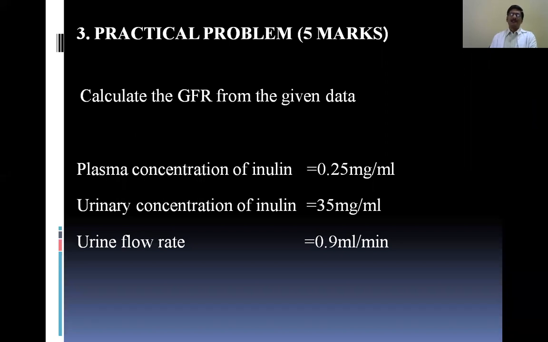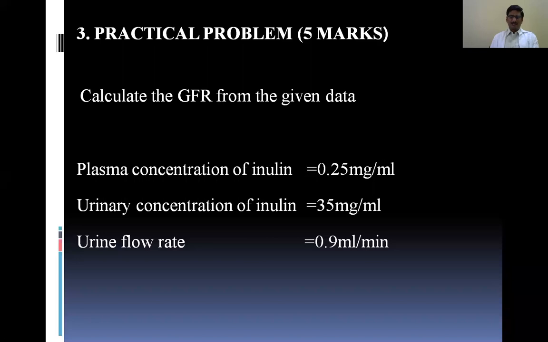So these are the criteria, and inulin fulfills all of them. That's why we select inulin, a low molecular weight polysaccharide derived from plant root extract. This substance meets the criteria for GFR estimation. It is purely filtered, neither reabsorbed nor secreted. So whenever we calculate the clearance value or excretion rate for inulin, which is nothing but the GFR, since the substance is only filtered, the excretion rate will be equal to the filtration rate.